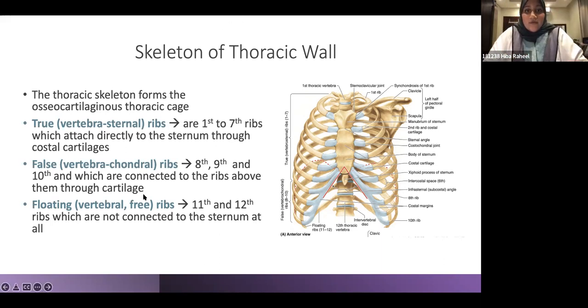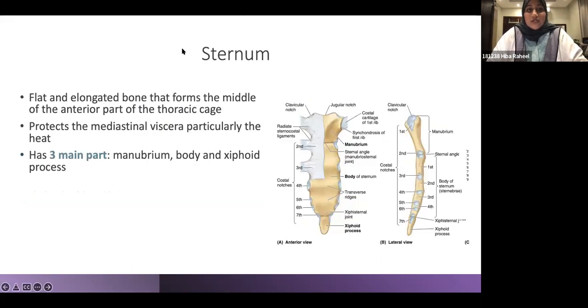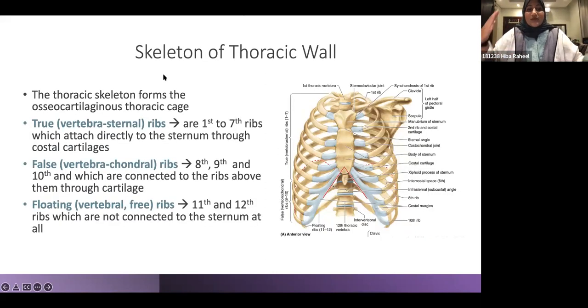Okay, so do they fuse with the cartilage of the seventh rib? Yes, exactly. They fuse with the cartilage of the seventh rib. So 8th, 9th, and 10th, their cartilages come together. They join the seventh rib, as you can see here, this is the seventh rib. They join the seventh rib and it goes up and they connect to the sternum.